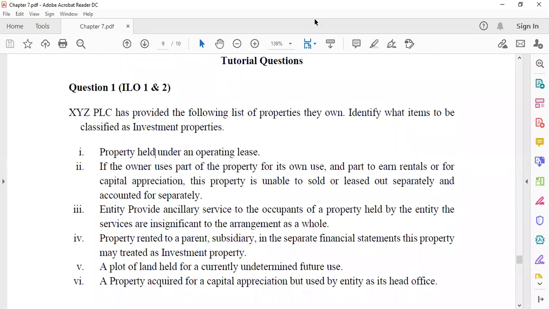Okay, I would like you to attempt that first so you can indicate the answer probably in the chat. Then depending on that, we may see what it is. Is it an investment property or not? So you have to decide. The property held under an operating lease. Is it an investment property or not? Would like to hear you. Yes, would like to attempt that. Indicate your answer, whether it's an investment property or not.